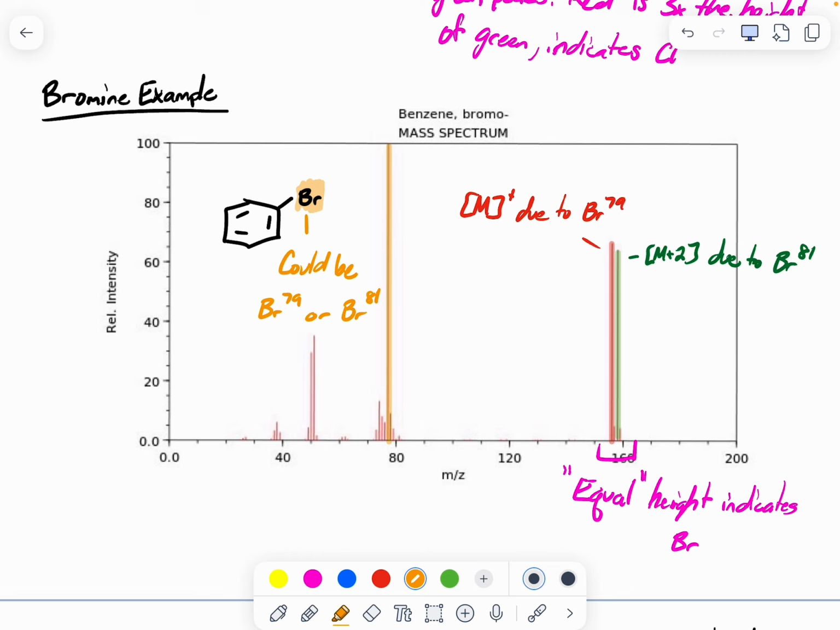Because in ethane, the other thing is it couldn't contain a halogen because there's not enough mass there to begin with. Right?